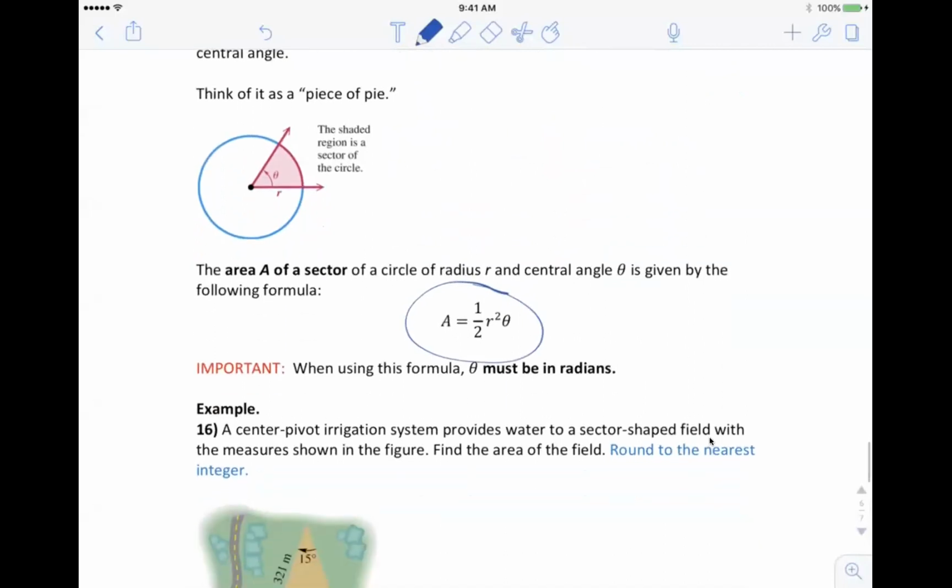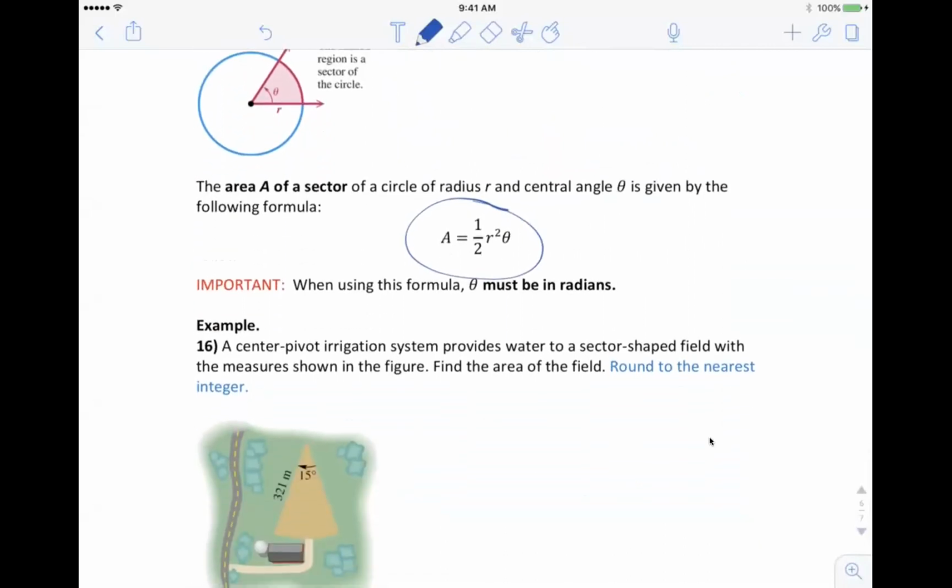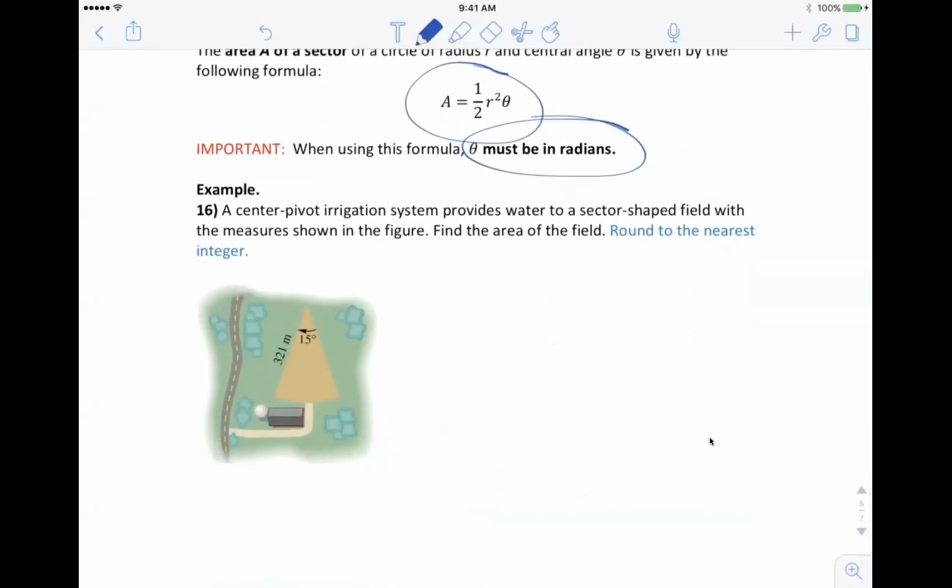So again, theta must be in radians, important. Don't use these formulas unless theta is in radians. Okay, so in this example, my central angle is 15. Anytime you see anything in degrees, you don't even have to read the problem yet. Just convert it to radians. Right? And try to leave it in exact form if at all possible.